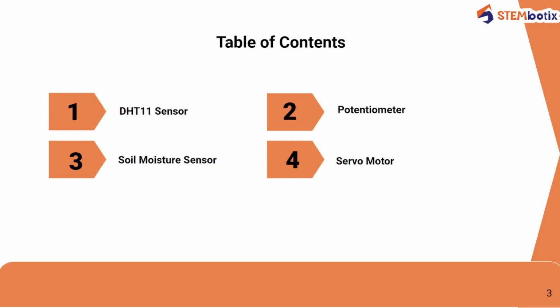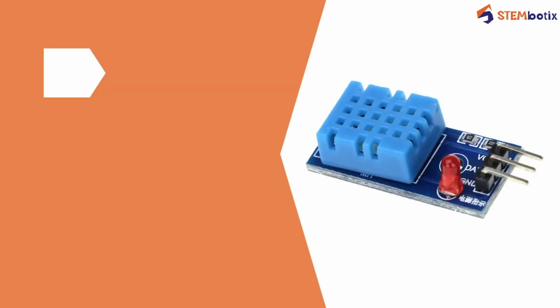First we are going to see the interfacing of the DHT11 sensor. After that we are going to see potentiometer interfacing. In the third part we are going to see soil moisture sensor interfacing, and in the fourth part servo motor interfacing. So let us first start with our first sensor, which is the DHT11 sensor.